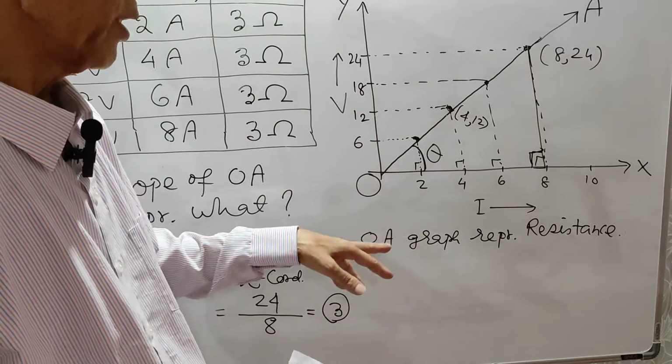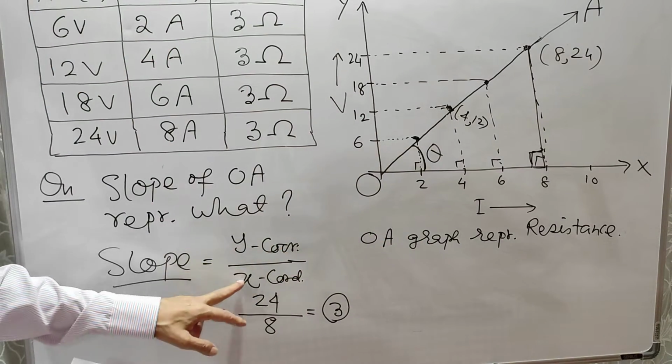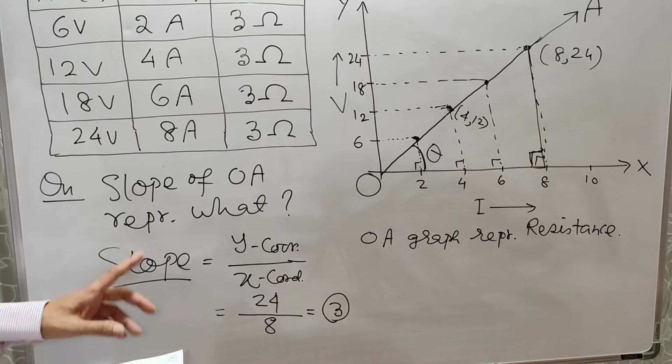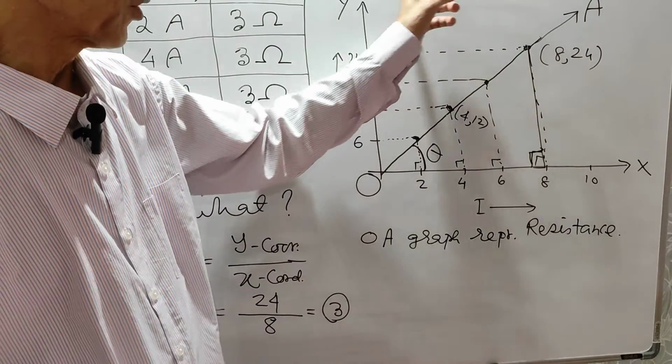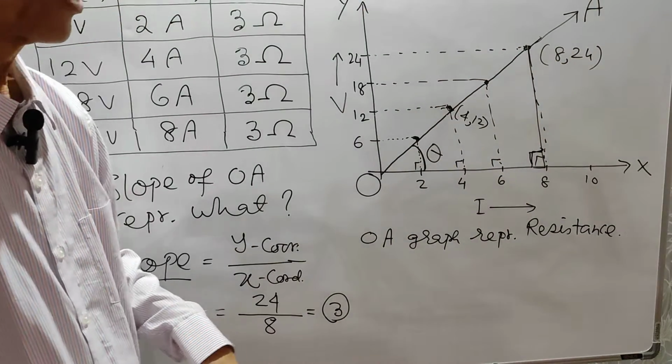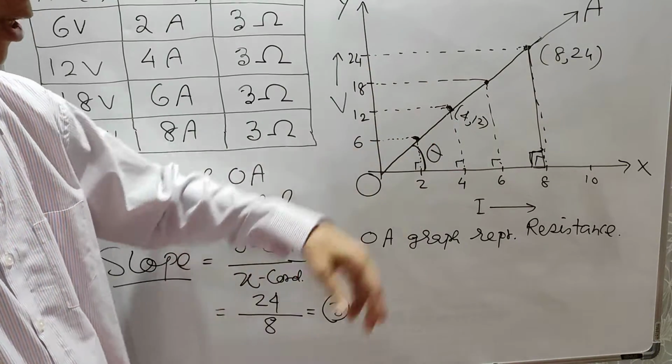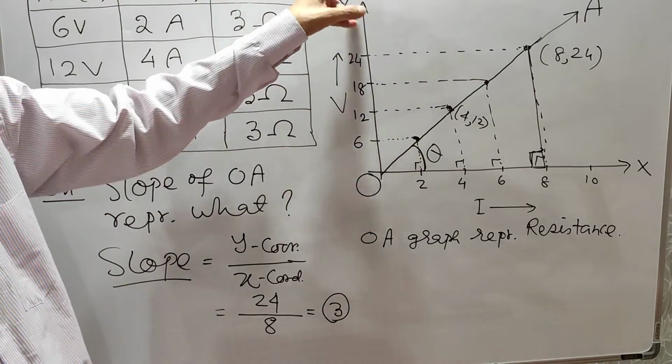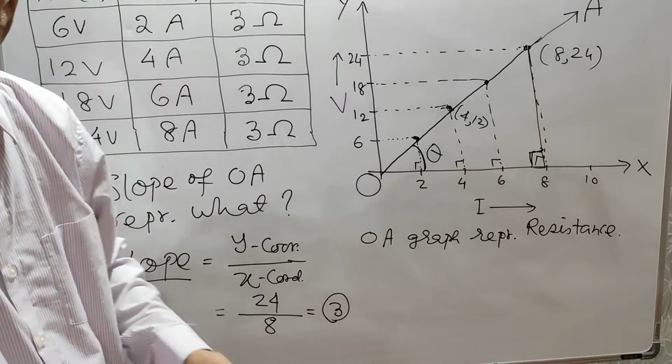But without trigonometry, what is slope? Y coordinate by x coordinate. So slope of the VI graph represents what? Slope of VI graph represents resistance. Okay.